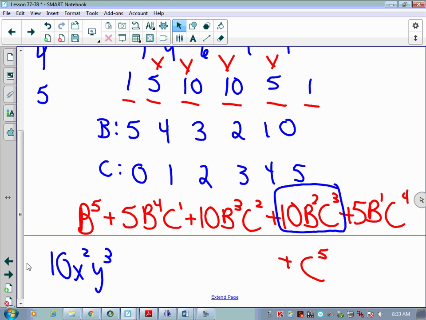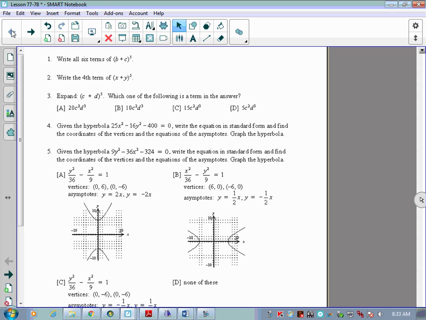I think number 3 says expand c plus d to the fifth. Which of the following is a term in the answer? Well, because we're still working with the fifth, we know we're not going to get 20 as a coefficient, and we know we're not going to get 15 as a coefficient. So we're left with 10c squared d cubed or 5c squared d cubed. Okay. And our answer on that should be B.